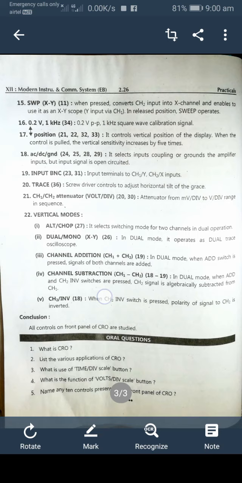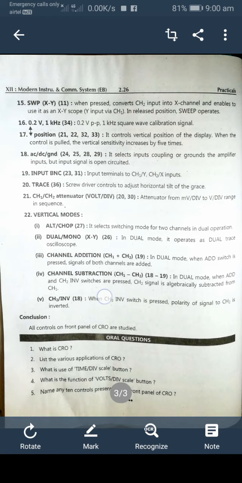Channel addition: CH1 plus CH2 in dual mode. When the add switch is pressed, signals of both channels are added. Channel subtraction: CH1 minus CH2, meaning channel number 1 minus channel number 2, in dual mode. When the add and CH2 INV, meaning inverse, switches are pressed, the channel number 2 signal is algebraically subtracted from channel number 1.